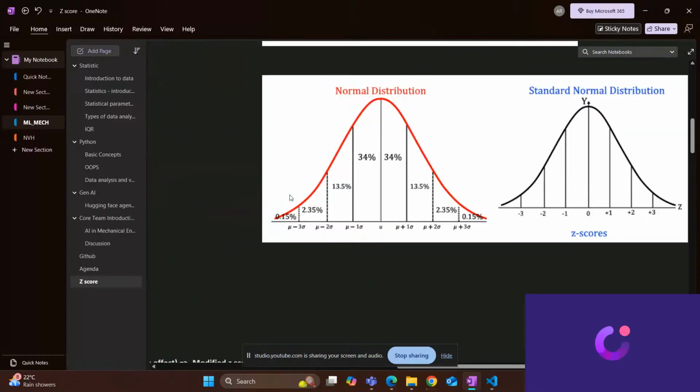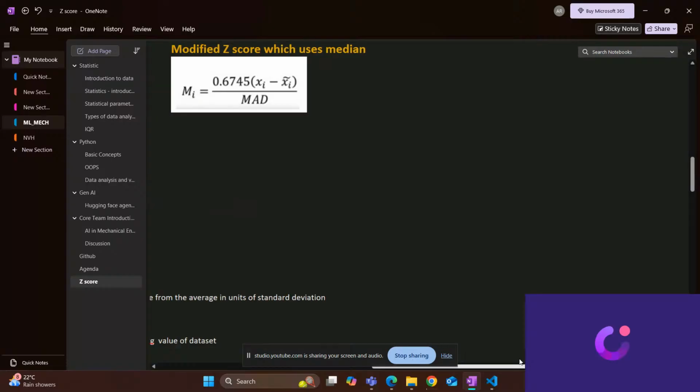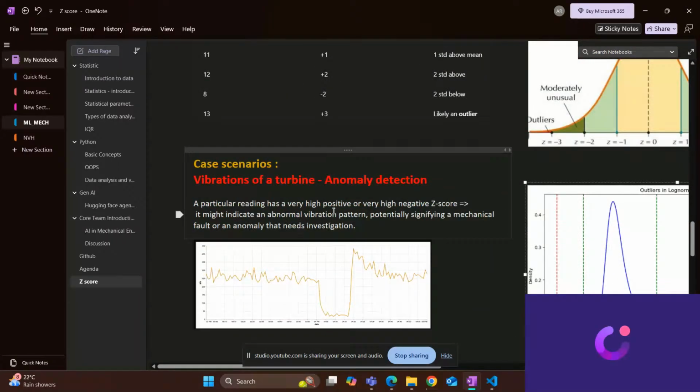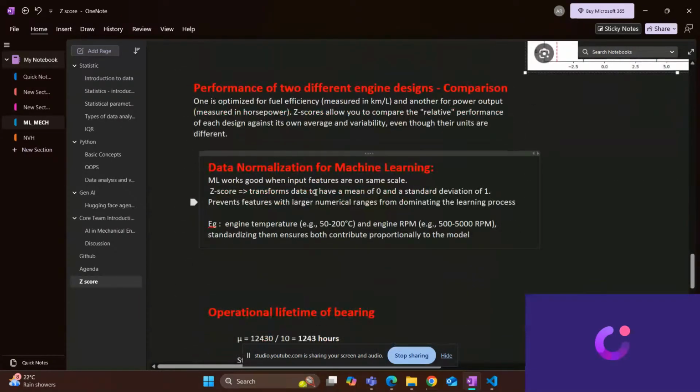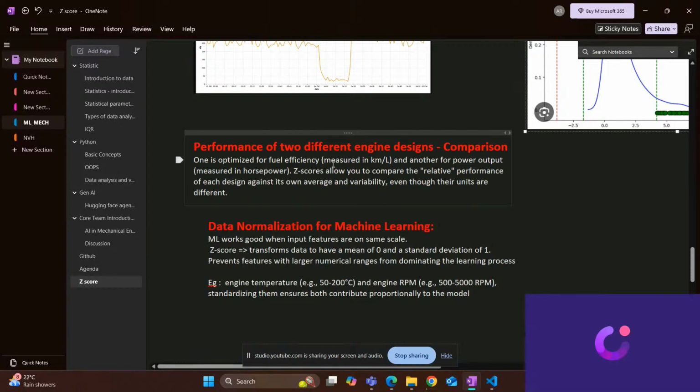As I said in this particular example, we might have a scenario where you have fuel efficiency and horsepower. Both are of two different units, so you can't compare it. But if you convert both into z scores, now you know the relative distribution of the data, and with respect to standard deviation how the two different features are behaving with respect to each other.